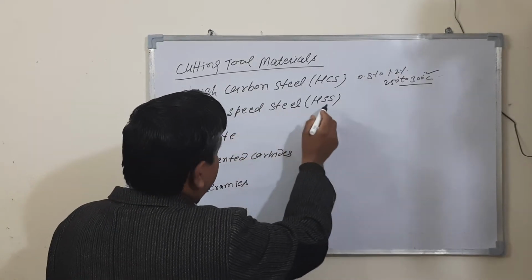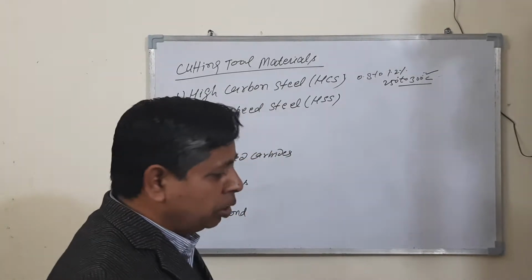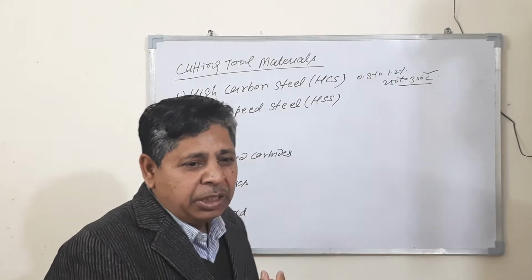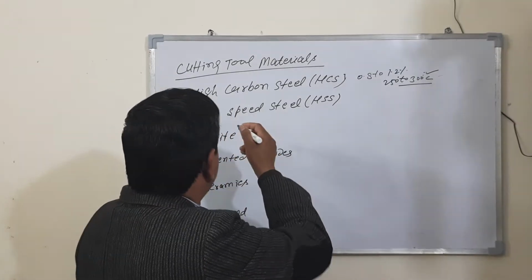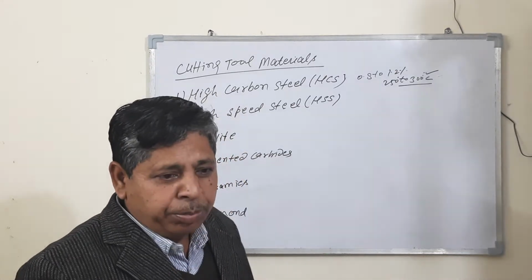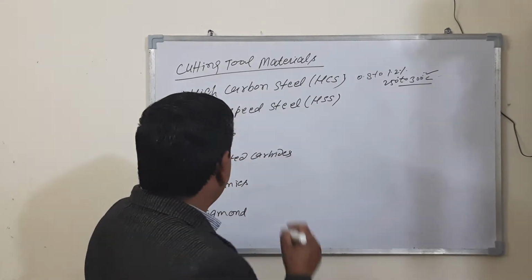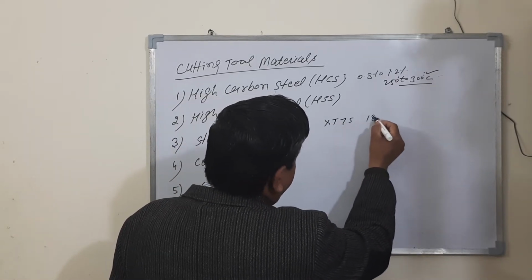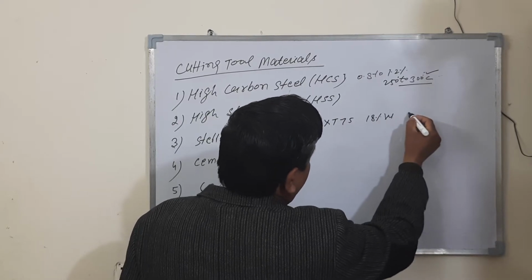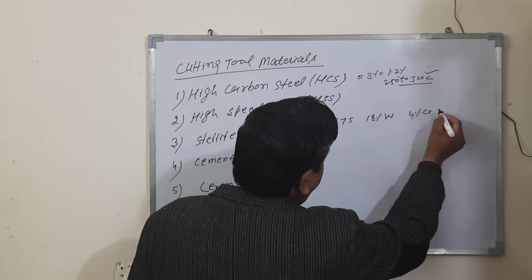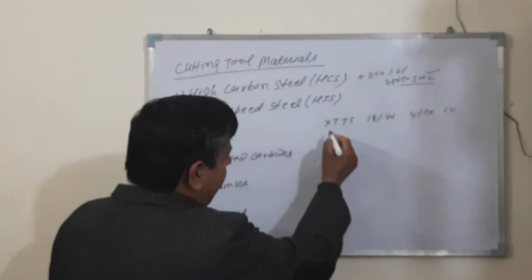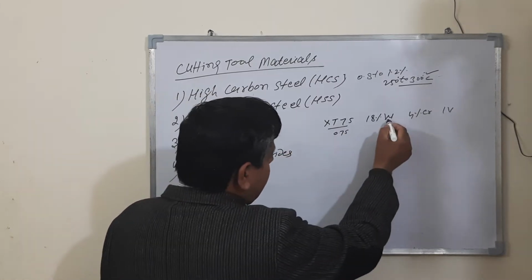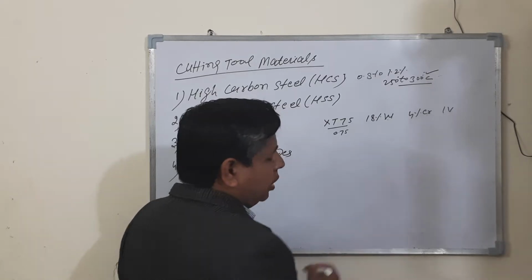Second is the high speed steel tool. The high speed steel tool contains various elements. These elements increase the strength and hardness of the steel. The composition of the high speed steel tool is written in this way: XT 75, 18% tungsten, 4% chromium, 1% vanadium. So XT 75 means 0.75% carbon is involved in this metal, with 18% tungsten, 4% chromium, 1% vanadium.